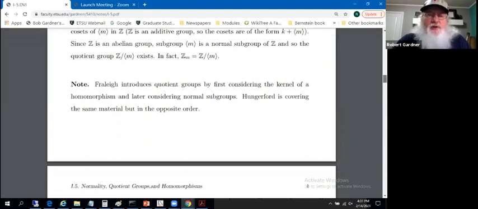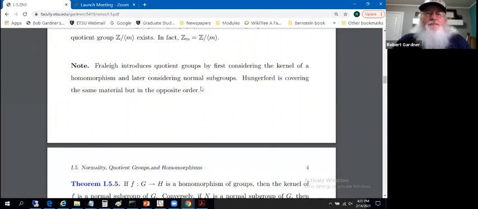Okay, shifting gears a little bit and talking about homomorphisms. Fraley introduces quotient groups by first considering the kernel of a homomorphism. Takes a kernel of a homomorphism and uses that to make quotient groups, factor groups as he calls it, and only later talks about normal subgroups. We're doing it in a different order. So instead of starting with a homomorphism and talking about normal subgroups later, we started with normal subgroups, and we'll talk about homomorphisms and kernels of homomorphisms later. So we're kind of going in opposite directions, but we'll all end up in the same place.